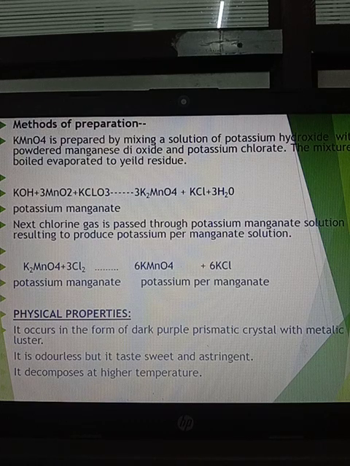Now coming to the physical properties. It occurs in the form of dark purple prismatic crystals with metallic luster. It is odorless, but it is sweet in taste and astringent. It decomposes at high temperature. That means at high temperature the drug can be broken down.